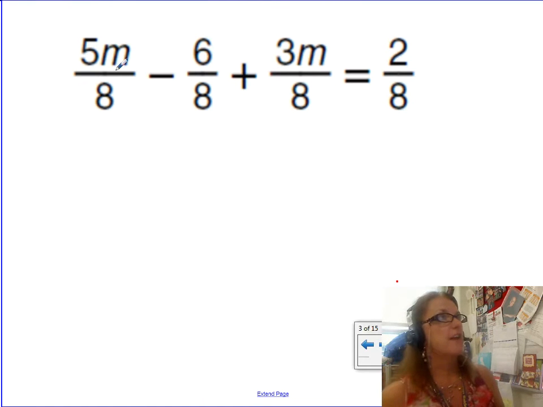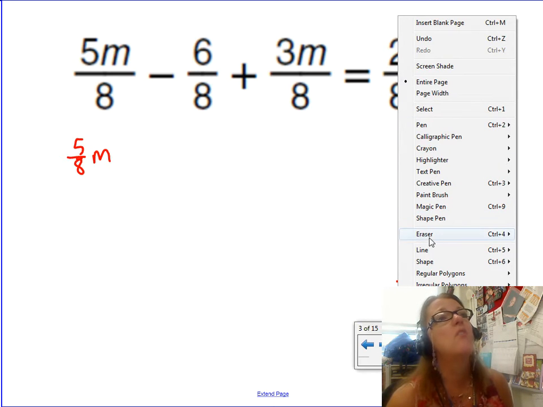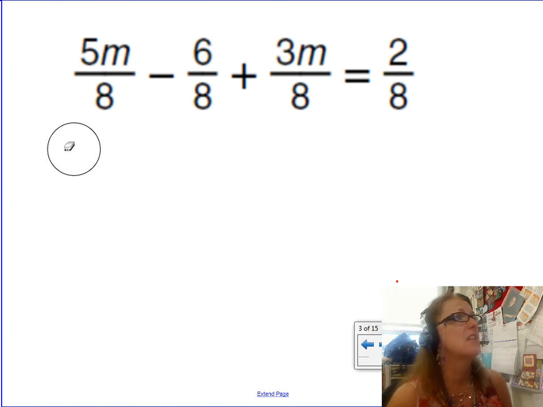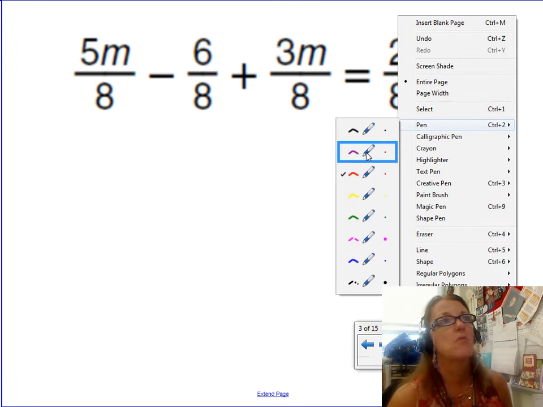Because in all honesty, when I look at this 5m over 8, and I could also write this as like 5/8 m. Okay, it's kind of gross. And then you have minus 6/8 and plus 3m over 8 equals 2/8. And right now you're like, oh my goodness, seriously, lady? This is not easy. Ugh. Yes, it is. I'm going to show you why.